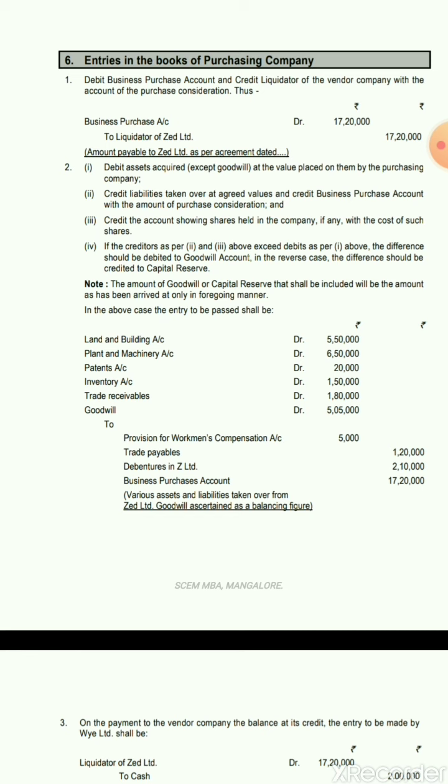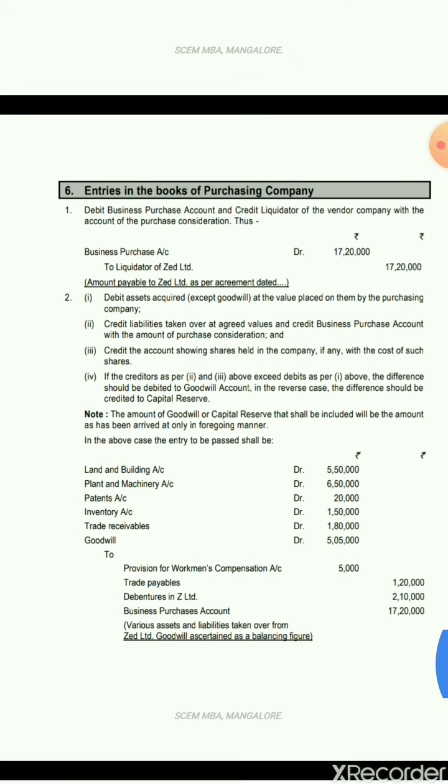Trade receivables, they have not mentioned anything. So we just take the balance sheet amounts, and then to provision for workmen's compensation, which is 5,000. Provision for workmen's compensation, the liability is 5,000. Then trade payables, which is 1,20,000, and then debentures, which is 2,10,000. So we may have to understand how did I get 2,10,000.